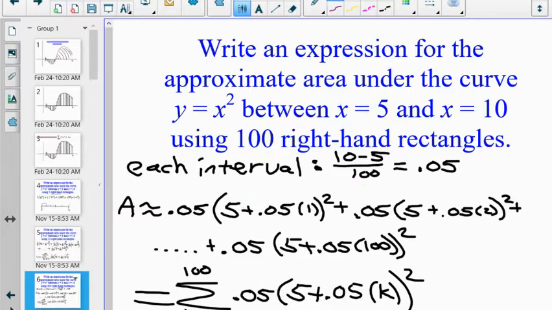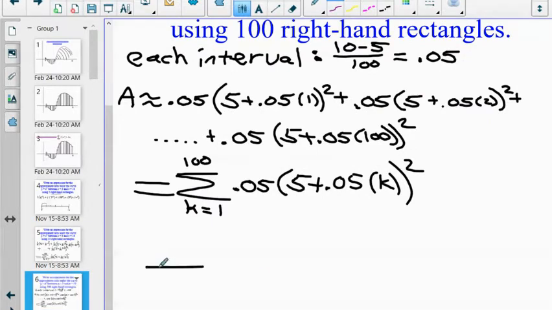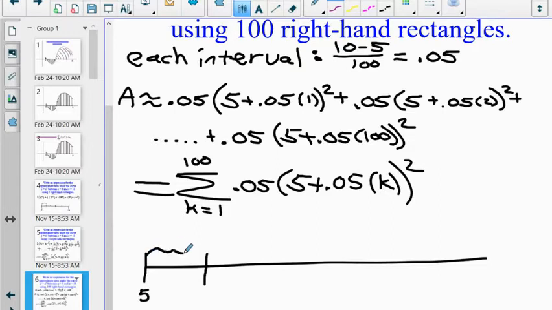So that very first rectangle, my left-hand interval starts at 5. And the other side of that first interval is 0.05 to the right of that. So yes, it's 5.05, but I'm treating that as 5 plus 0.05 once. The next interval, I'm adding 0.05 again. I'm adding it twice, and then 3 times, and then 4 times, and then 5 times, and I keep going until I get to the very end of this.